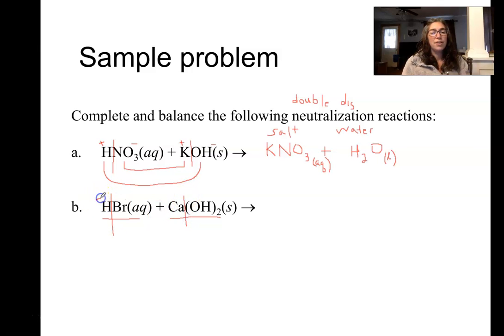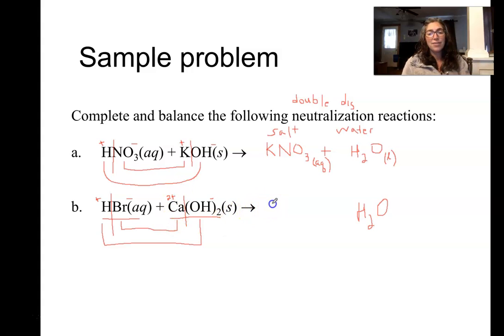So hydrogen has a 1 plus charge, and bromine has a 1 minus charge. And calcium on the periodic table is in group 2, so it has a 2 plus charge as an ion. And hydroxide is a polyatomic ion that has a -1 charge. So we're going to combine the H, the proton, and the hydroxide to make water, H2O. And we'll combine the bromine and the calcium to make a salt.